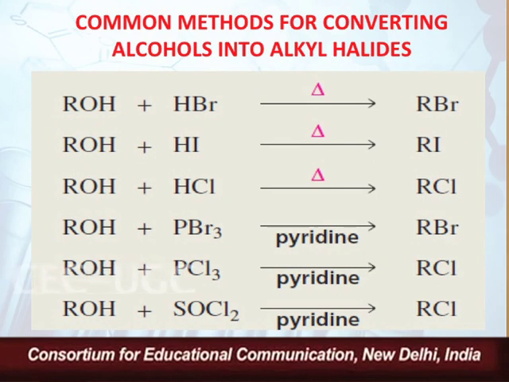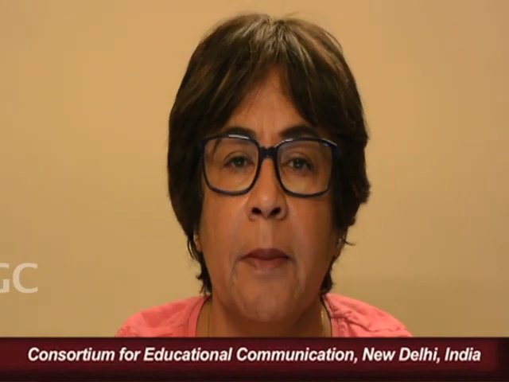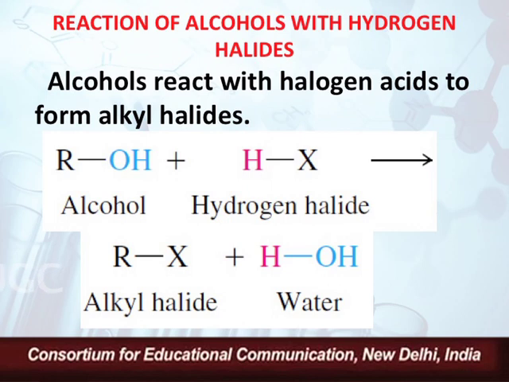Alcohols can even react with phosphorus halides like phosphorus trichloride, phosphorus tribromide, or phosphorus triiodide, which is prepared in situ by reaction of phosphorus with iodine, resulting in the formation of chlorides, bromides, and iodides. A very good method for preparation of alkyl chlorides is by reaction of alcohols with thionyl chloride.